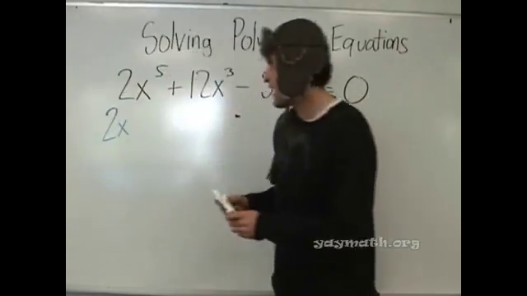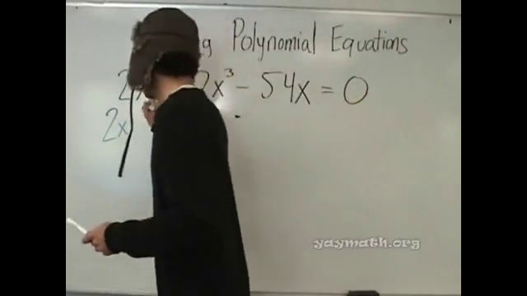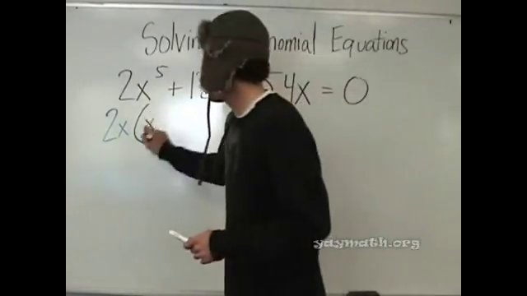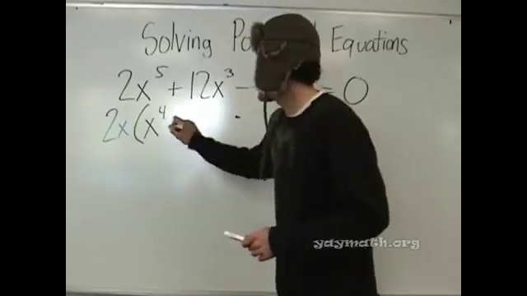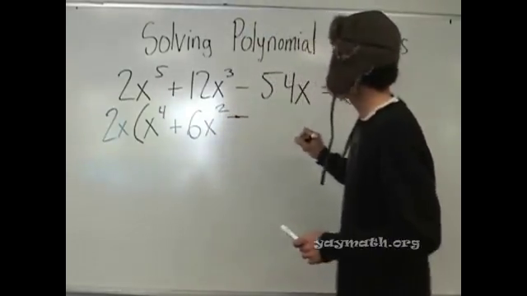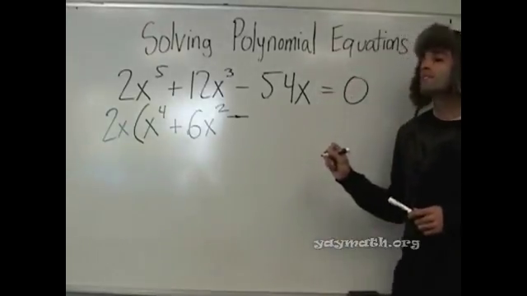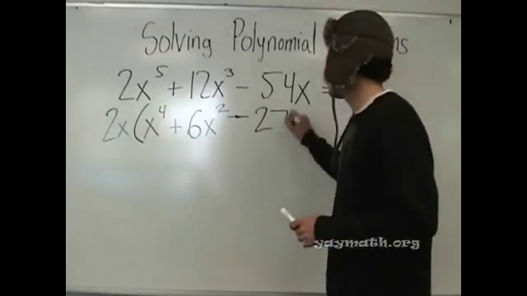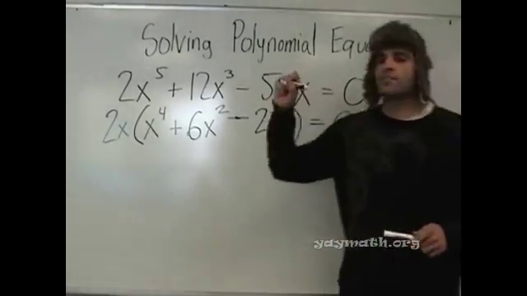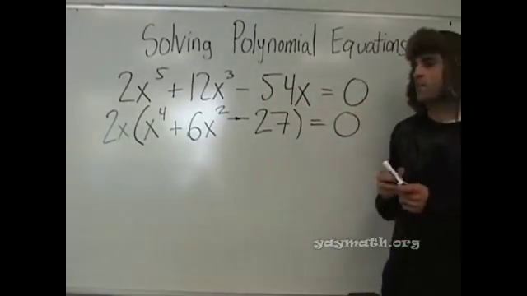Okay, 2x is factored out, leaving us with x to the 4th plus 6x squared minus 27 equals 0. Good. Questions so far? It's the last one. It's going great.